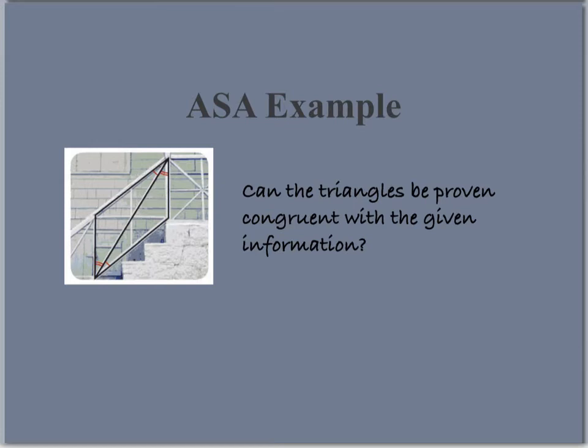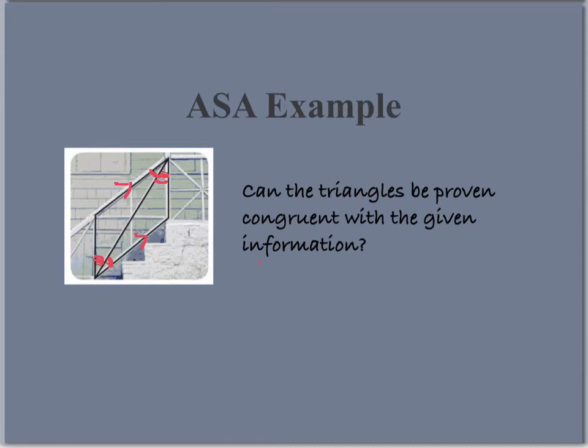Can the triangles in this picture be proven congruent with the given information? Look at what they give us. It looks like they give us two pairs of congruent angles. We've got this angle up here congruent to this angle down here, and likewise this angle down here is congruent to the angle up there. If you remember, those are alternate interior angles, and I know it's not asking the question, but those lines have to be parallel.